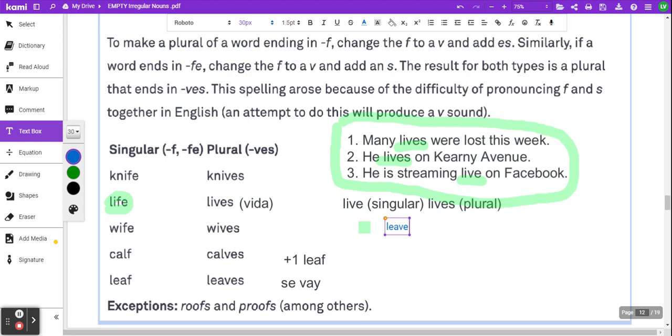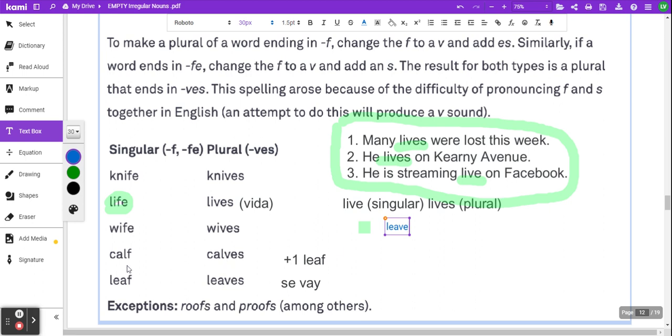How about he lives on Kearney Avenue? Él vive en Kearney Avenue. How about he is streaming live on Facebook? En vivo, yes, live en Facebook. So todo depende de cómo lo están pronunciando. Many lives, he lives, streaming live.